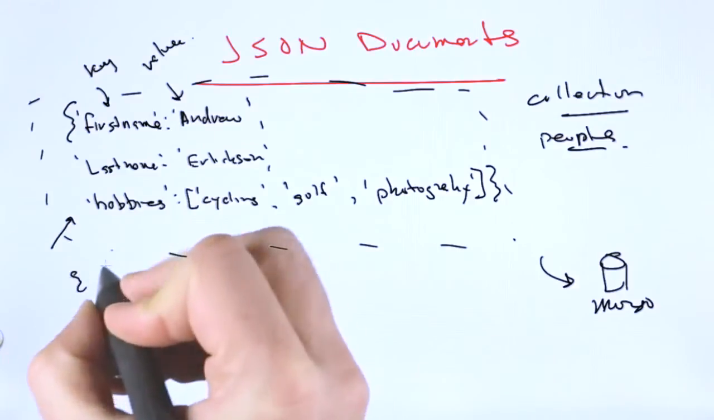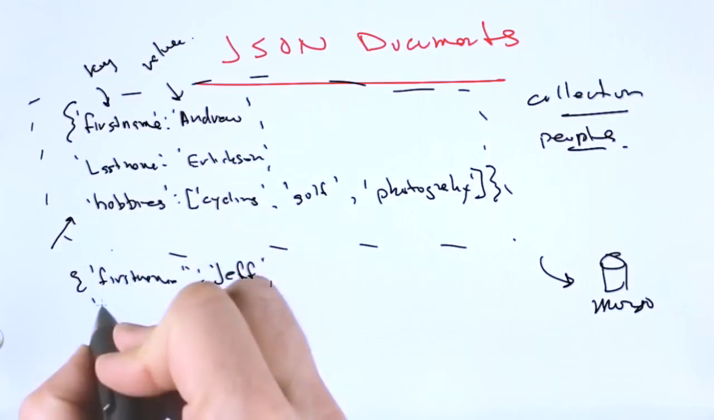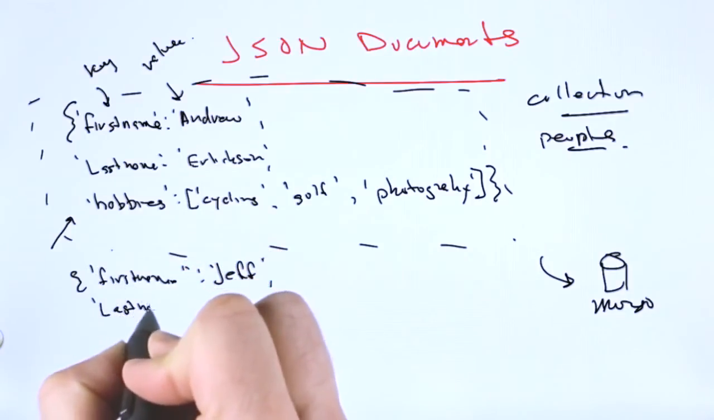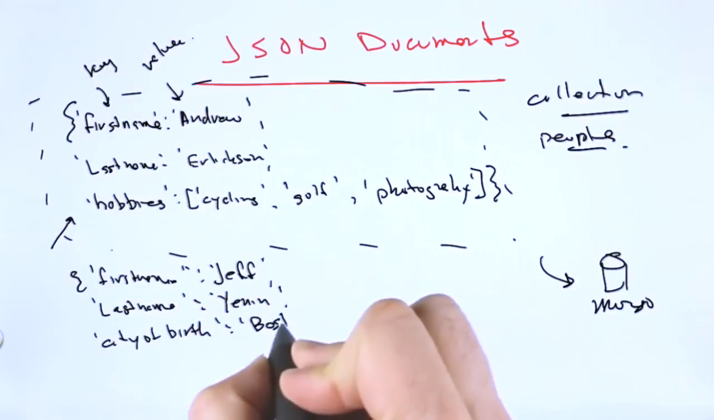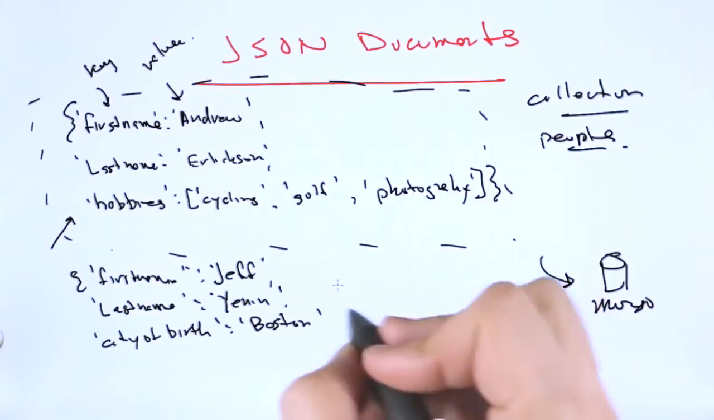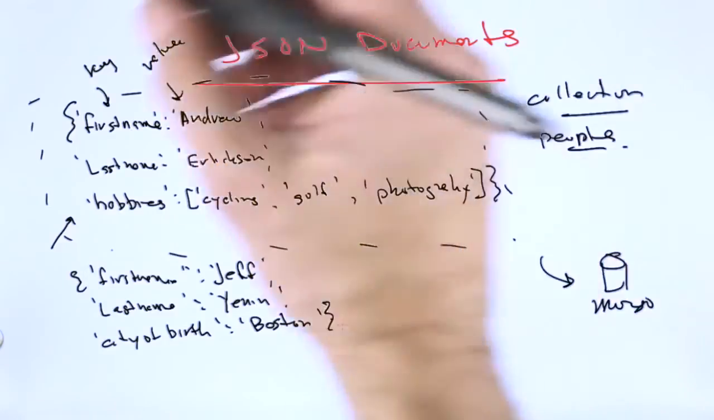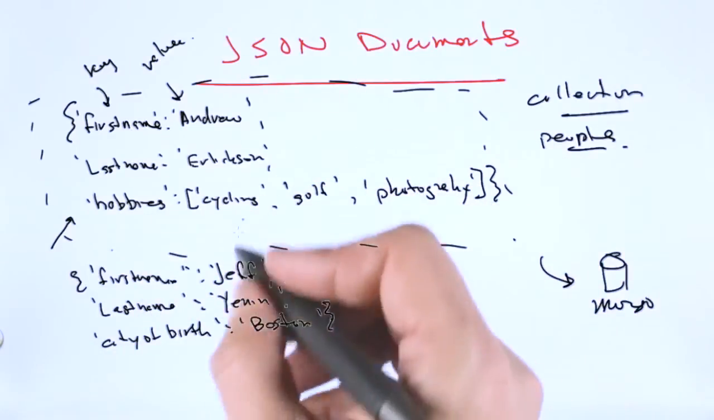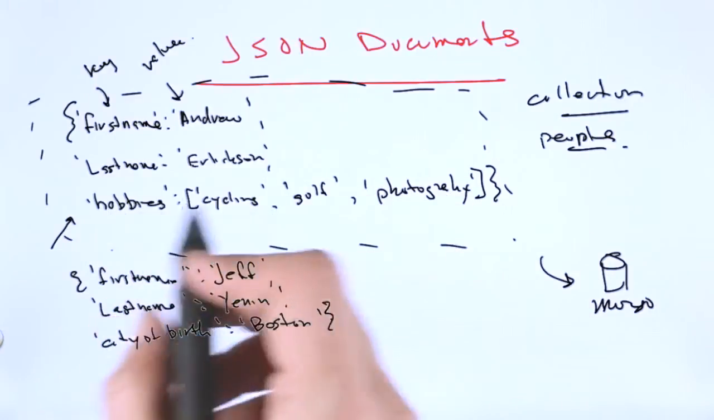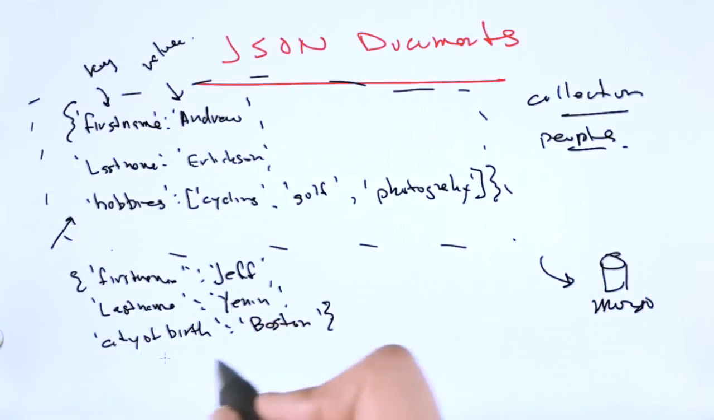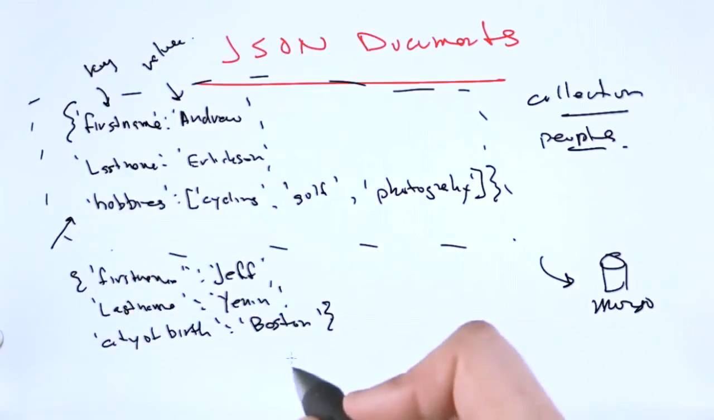So in particular, there could be a second document that you put into the database. For instance, I'll put one here with first name Jeff and last name Yemen. And let's say city of birth. I don't actually know where he was born, but I'll just say it was Boston. And then I'll leave out his interests. So MongoDB supports having documents in the same collection that do not have exactly the same schema. So for instance, this first document has a hobbies key with an array of hobbies, and the second document has a city of birth key, which my document lacks, and it doesn't have this hobbies array.